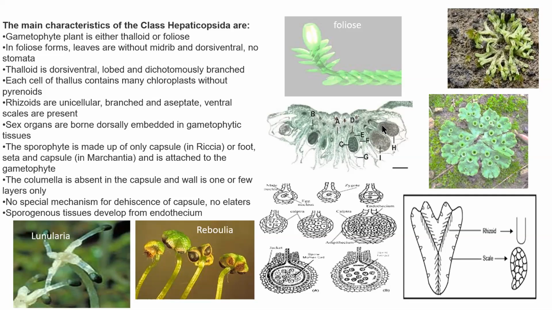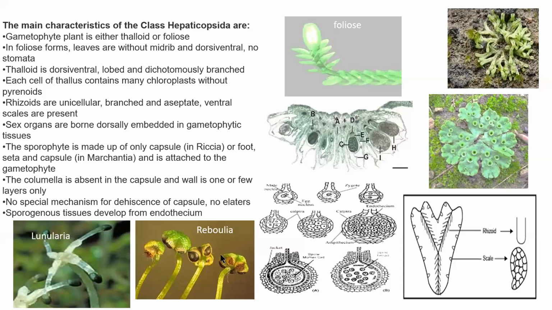Here in Lunularia, which is in your syllabus, you can see the seta and the capsule clearly. It is attached to the archegoniophore of the particular thallus. In Riccia also, you can see only the capsule.